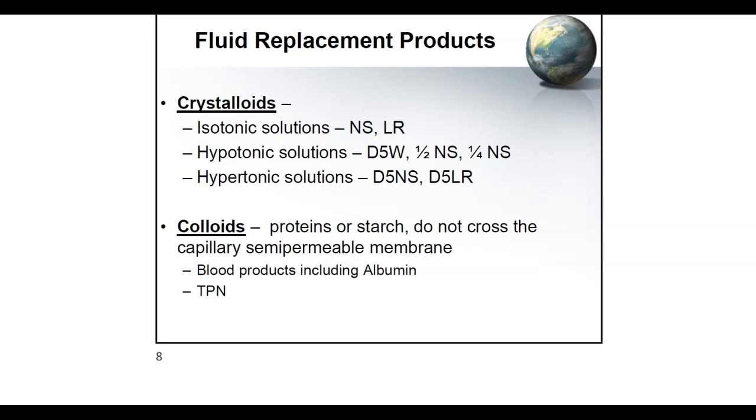Occasionally, we need to give patients some colloids. So what are colloids? Colloids are basically made of protein or starch, and they don't really cross the capillary membrane. An example of this would be blood products, which include albumin, as well as TPN. So colloids are just a mixture of proteins or starch, and they're definitely a lot thicker. If you've ever seen albumin being given in the clinical setting, it's actually a much thicker consistency fluid that we use.